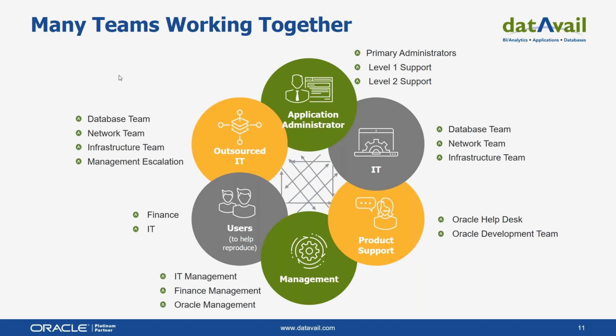The second piece that makes the application performance management challenge a challenge is that you have many teams trying to work together. So you start off with the application administrators. So you have your primary administrators and then level 1, 2, level 3 support. Then you have the IT group, as you know, database, network, infrastructure teams. Then you have product support directly from the vendor, right? So Oracle Help Desk, and then the development teams. You have management levels involved, both in IT and finance, and then also Oracle. You have the users, both in finance and IT. And then most people have some level of outsourced IT as well.